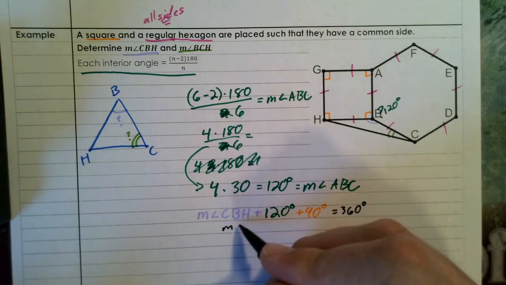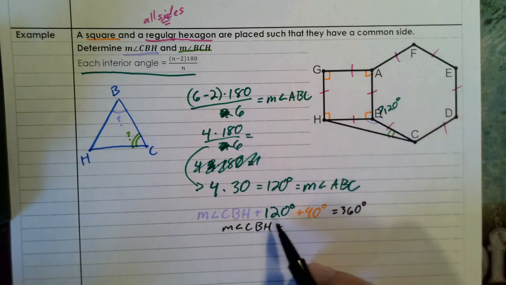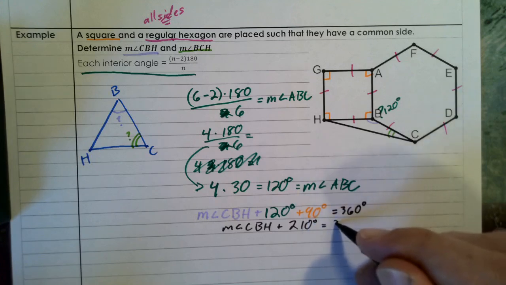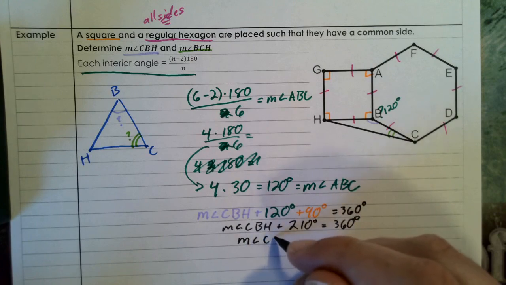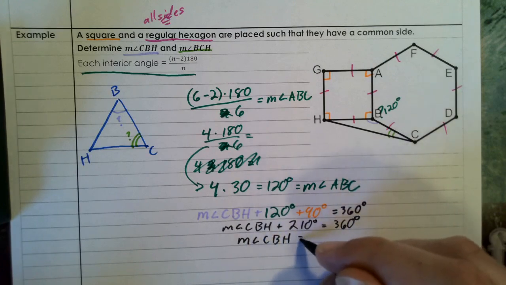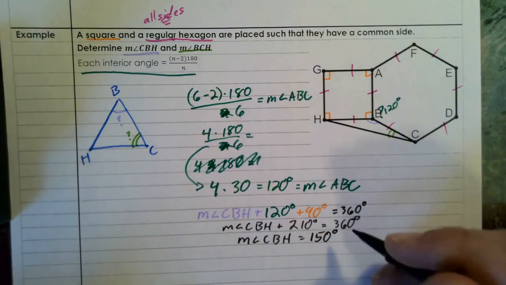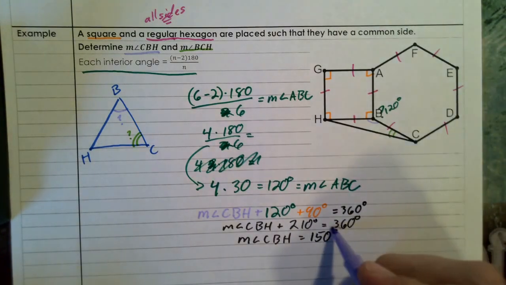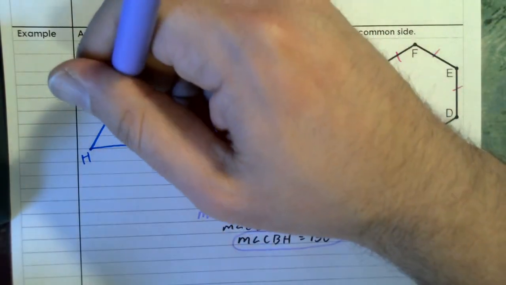So let's see, measure of angle CBH plus this is 210 equals 360. So the measure of angle CBH has got to equal 360 minus 210, which is 150 degrees. Hey, that's the first thing that we're looking for. Right there. Cool.